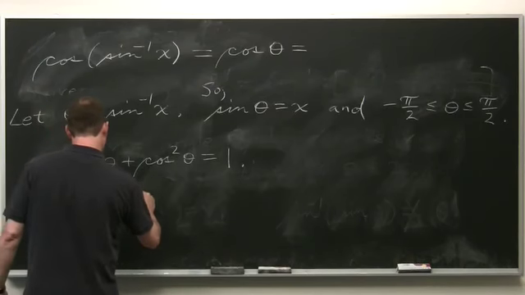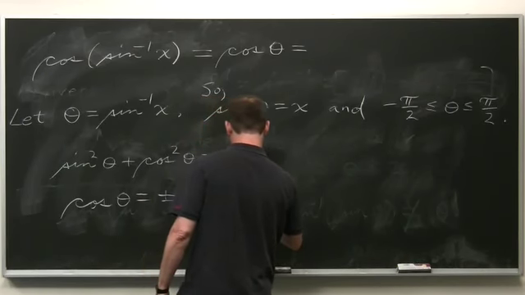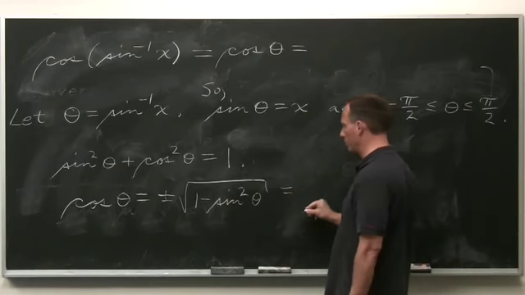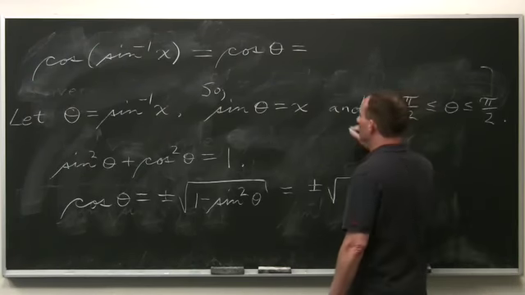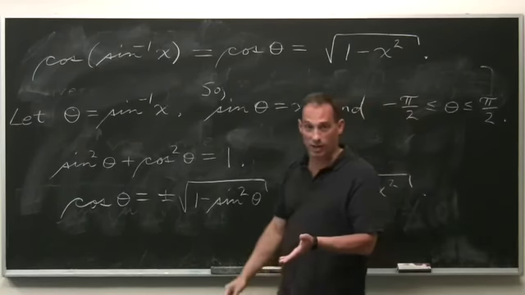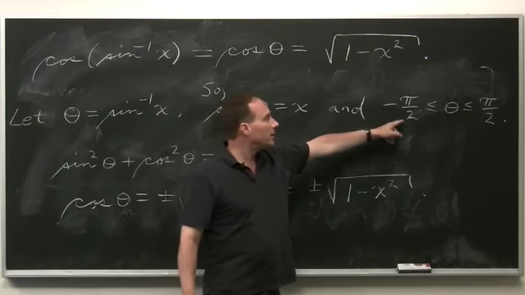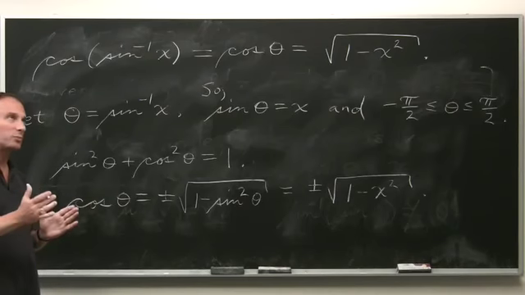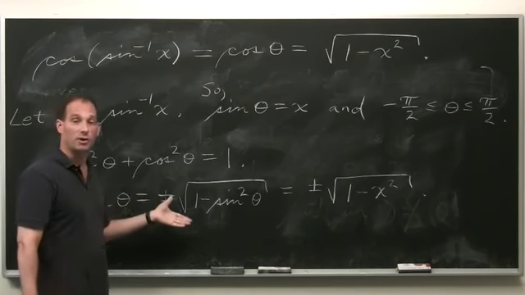We'll solve this for cosine of theta. Cosine of theta, then, is plus or minus the square root of 1 minus sine squared theta. But sine of theta is just x. So this is plus or minus the square root of 1 minus x squared. Great. We'd be finished and have that this is the square root of 1 minus x squared if we knew we had the plus sign and not the minus sign. How do we know? It's the restriction on theta. Theta is between minus pi over 2 and pi over 2. Cosine of an angle between minus pi over 2 and pi over 2, think the x-coordinate on the unit circle between minus pi over 2 and pi over 2, that's greater than or equal to 0.